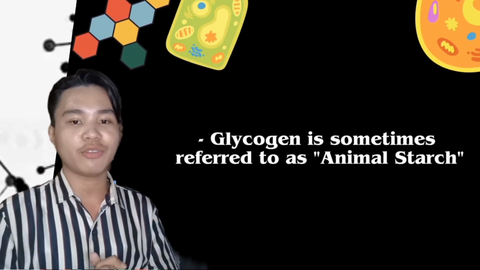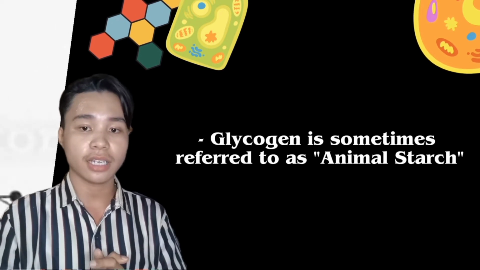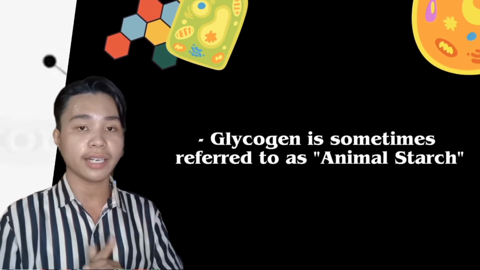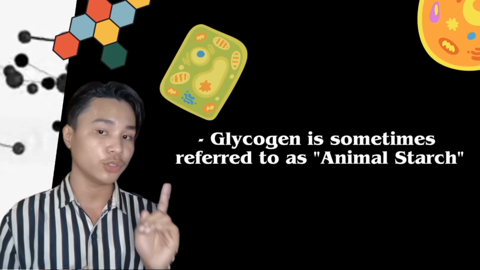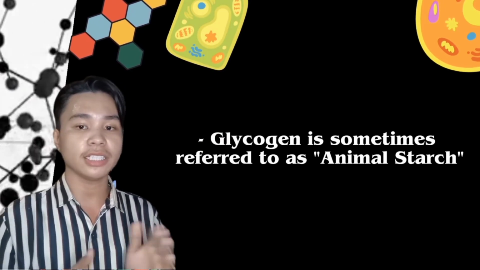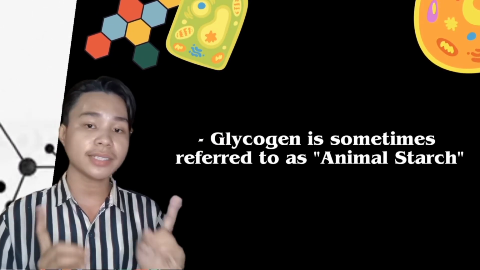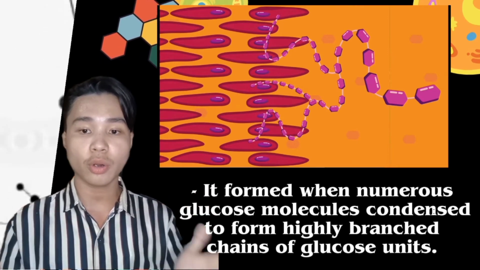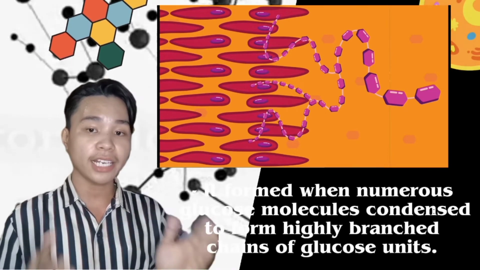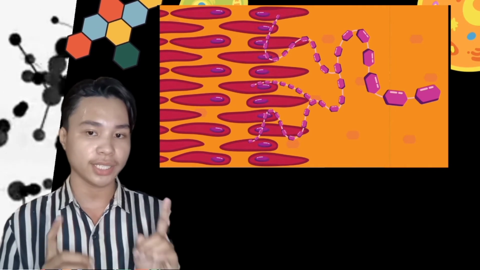Glycogen is sometimes referred to as animal starch. It is a stored form of carbohydrates in animals and also in fungi. In mammals, it is mainly stored in the liver and in the muscles. It forms when numerous glucose molecules condense to form highly branched chains of glucose units.